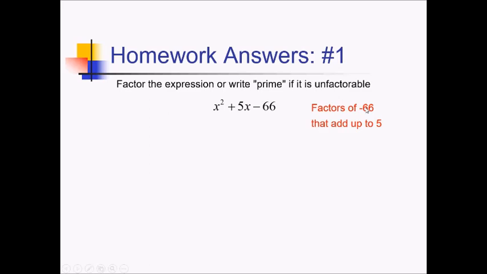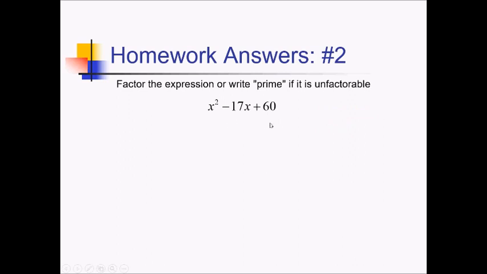One of them's got to be negative, one's got to be positive, because it multiplies to a negative, and it has to add up to a positive. So let's say we had negative 6 and positive 11. That would add up to 5 and multiply to negative 66. So then our answer is going to be x minus 6, x plus 11.